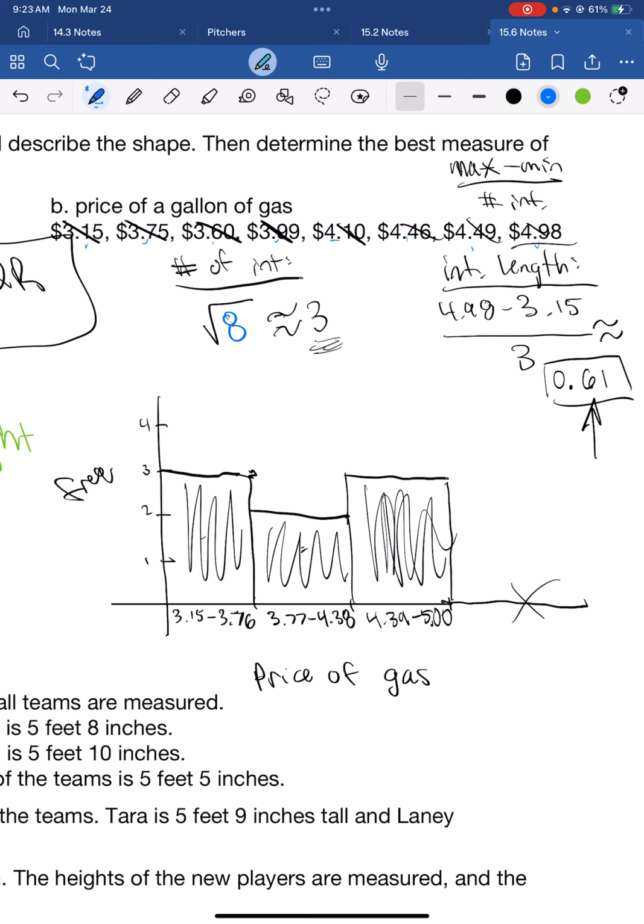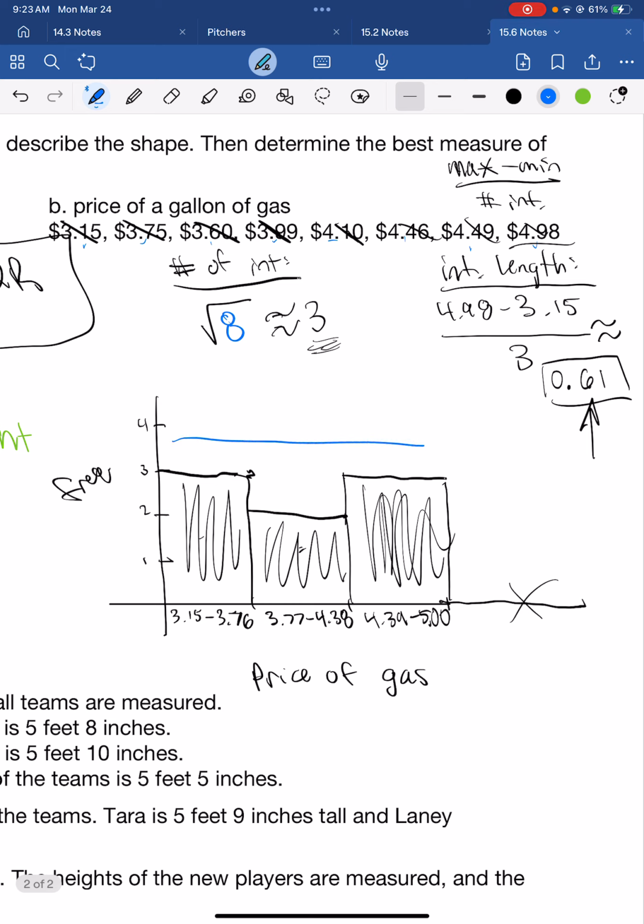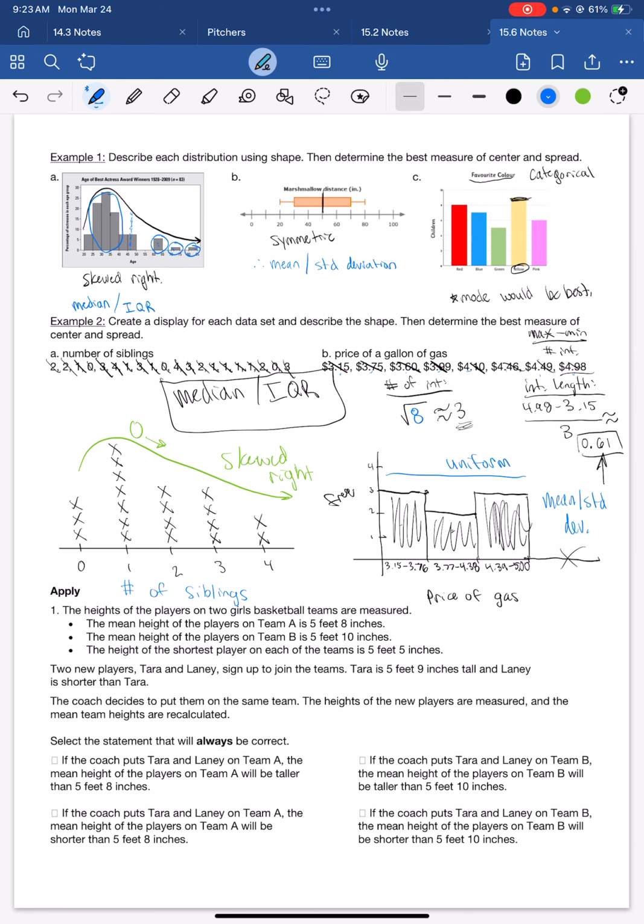And if you want to describe your data here, you can kind of see it's just uniform. It's very simple. It's kind of an even distribution, and so whenever it's uniform, you're going to use mean and standard deviation as your ways of describing center and spread.